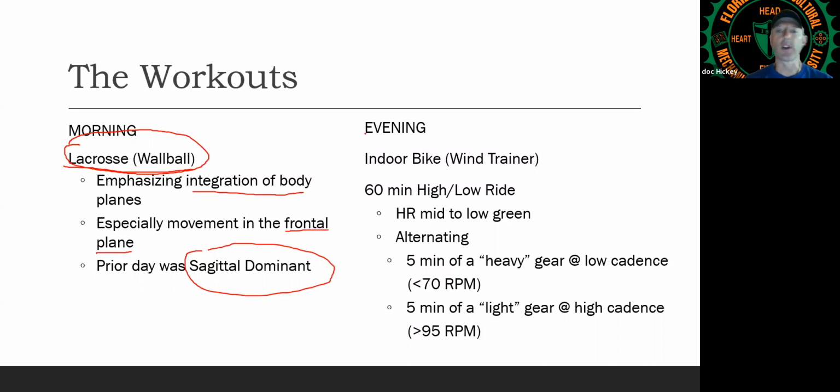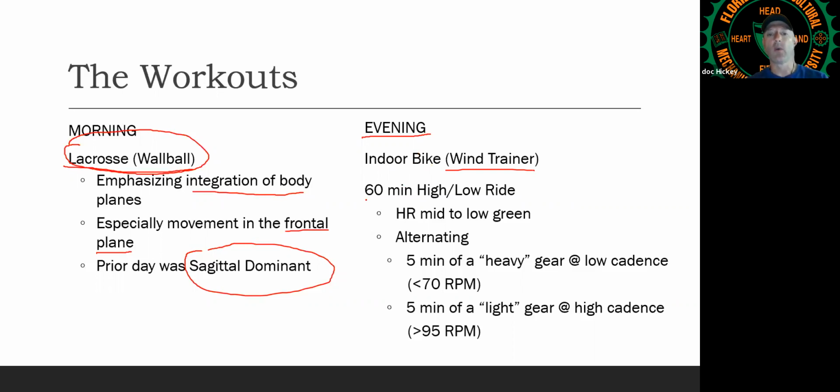The next thing we're going to do in the evening, we're going to go back and look at that force velocity curve. So I'm going to put my bike on the wind trainer. The reason why is I'm taking all of the external variables that are controlled by the environment out of the equation. No hills, no wind, no uphill, no downhill, no dogs to out sprint.